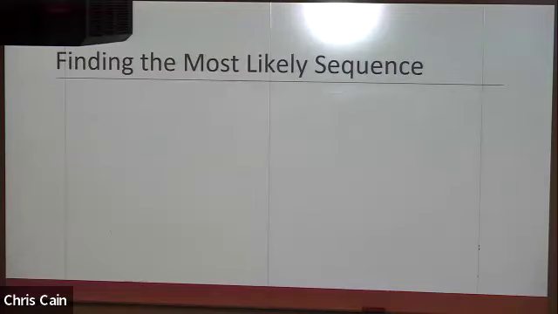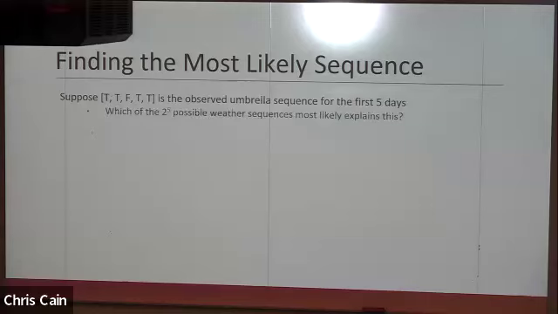Right. So let's say in the first 5 days, we observe umbrella, umbrella, no umbrella, umbrella, umbrella. There are 2 to the 5th possible weather sequences, maybe rain, rain, rain, rain, not rain. There are 2 to the 5th possible sequences of rain and not rain. What is the most likely weather sequence that explains this sequence of umbrellas that we have seen on the 5 days?